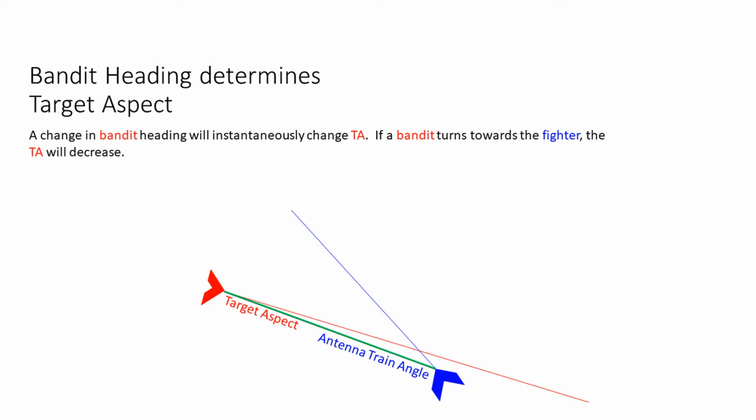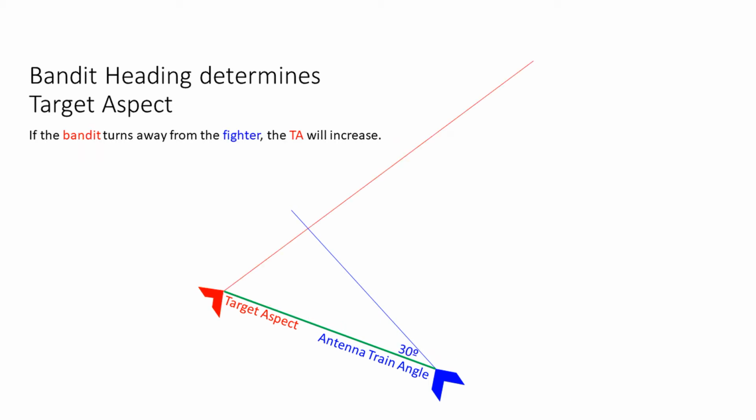A change in the Bandit's heading will instantaneously change target aspect. If a Bandit turns towards the fighter, then the target aspect will decrease. Therefore, one would surmise that if the Bandit turned away from the fighter, the target aspect would increase, and this is the case.